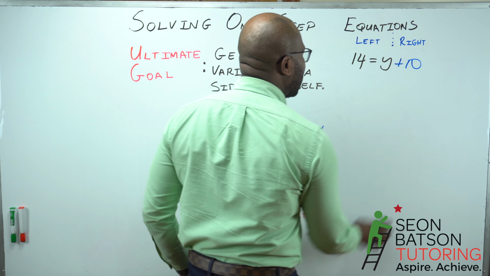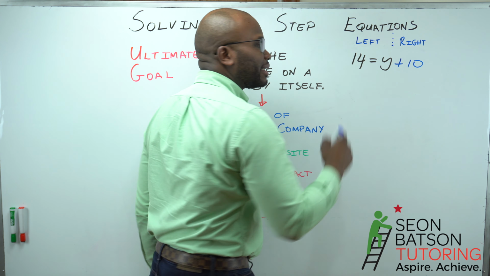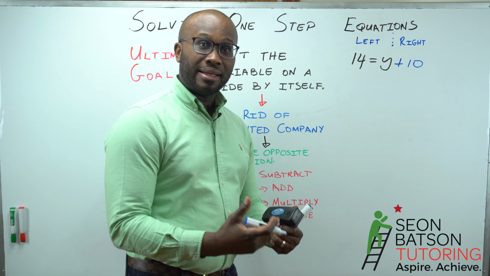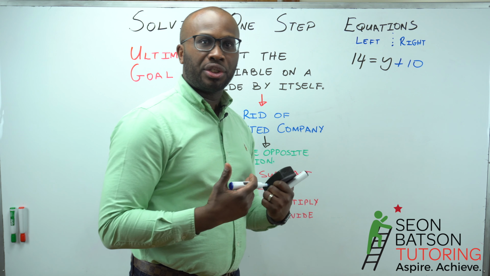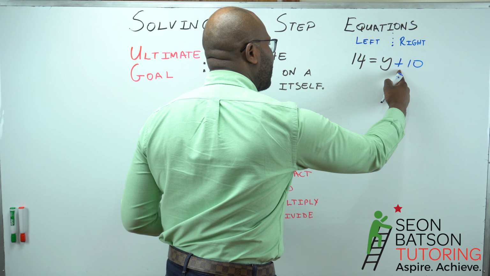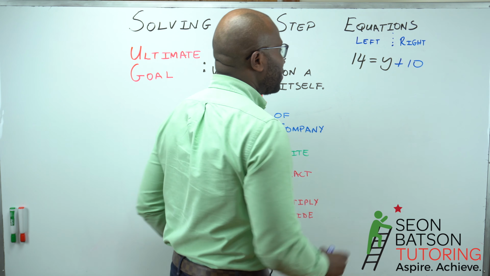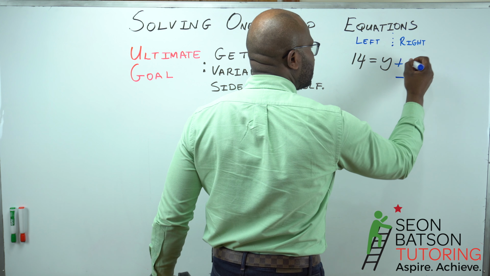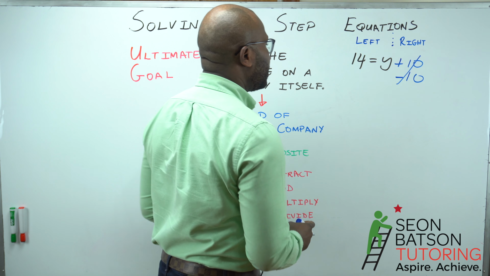Now, how are we going to get rid of this 10? Well, the 10 is adding. This is y plus 10. Since the 10 is adding, we will use the opposite operation to get rid of the 10. The opposite of addition is? Very good. Subtraction. So I will subtract 10. 10, take 10 gives me 0. And again, that's the purpose of the opposite operation, yes?